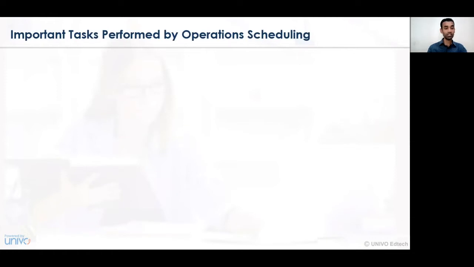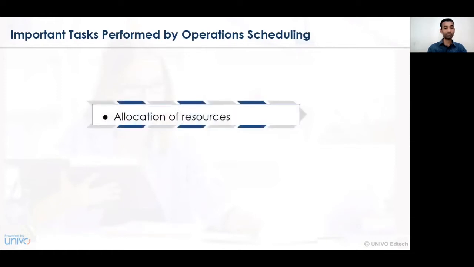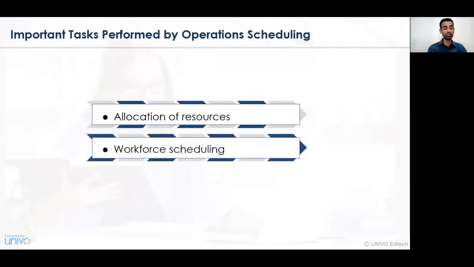Now let's understand the various important tasks performed by operation scheduling. Majorly, operation scheduling performs the following tasks. Number one, the allocation of resources. Allocation of resources or factors of production at the time of production is essentially important. For this particular concern, operations planning or master scheduling plays a very important role.